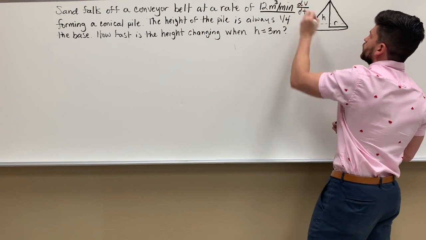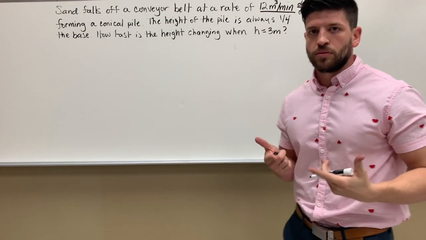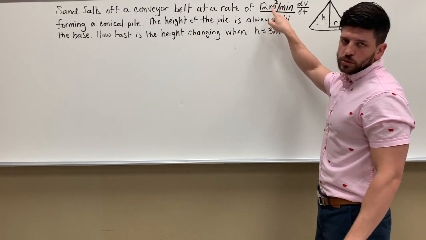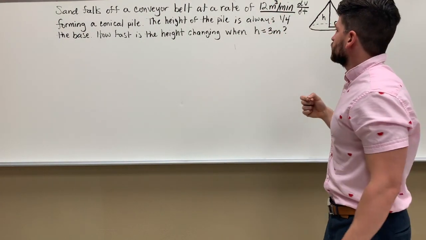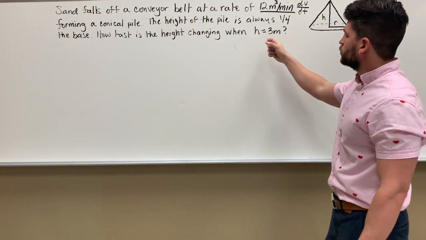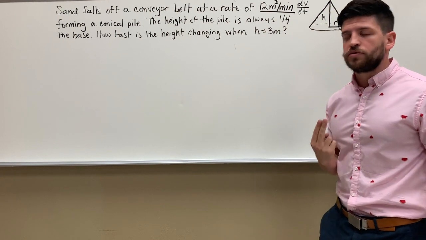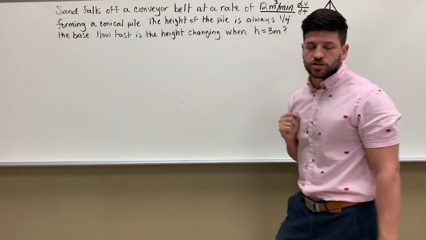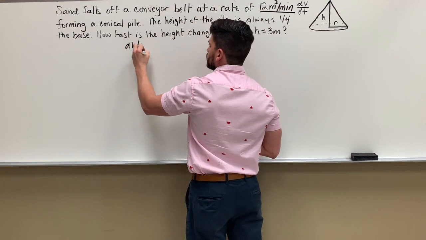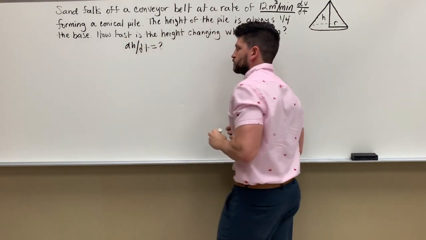Now, how do I know that? Well, we're talking about a cone, but the units. Volume is always cubic, so that's a clear indicator that this problem gives us dV/dt. We also know the height is 3, but the thing we want to find is how fast the height is changing. So that is dH/dt. That's going to be the rate I'm looking for in this problem.